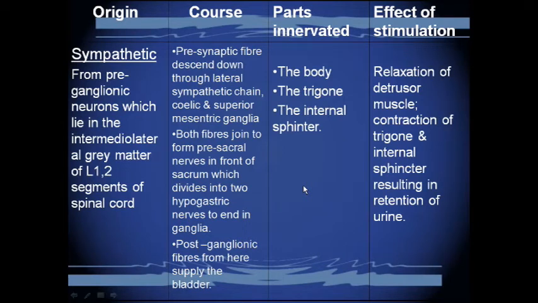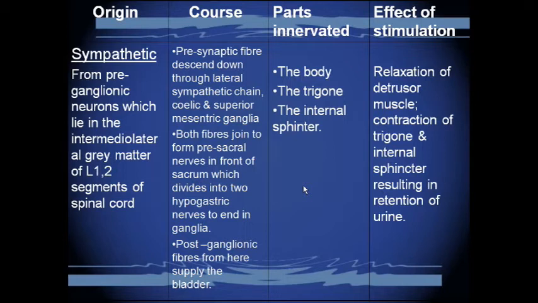So sympathetic fibers arise from the L1 segment of the spinal cord, and the presynaptic fibers descend down to the lateral sympathetic chain, celiac and superior mesenteric ganglia. Then they form the presacral nerves in front of the sacrum, which divide into two hypogastric nerves to end in ganglia, and the postganglionic fibers from here supply the bladder.